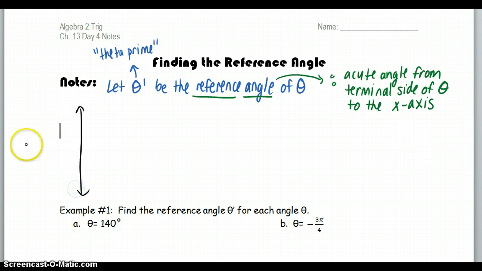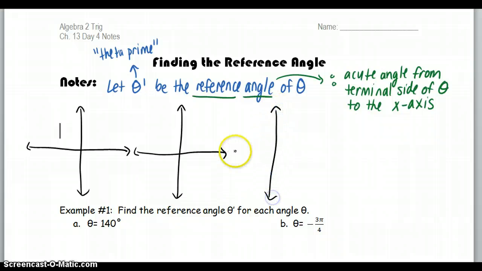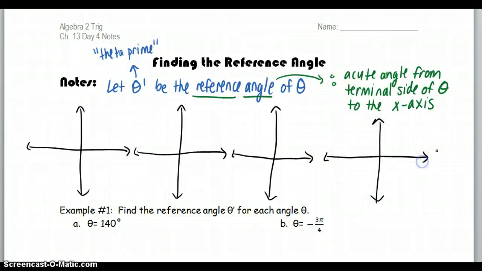In general, there are 4 different quadrants that an angle could be in. It could be in quadrant 1, quadrant 2, quadrant 3, or quadrant 4. And for each one, it's slightly different how you would find that reference angle. So I'm going to show you a quick sketch with an angle in each quadrant so we can take a look at where that reference angle would be.